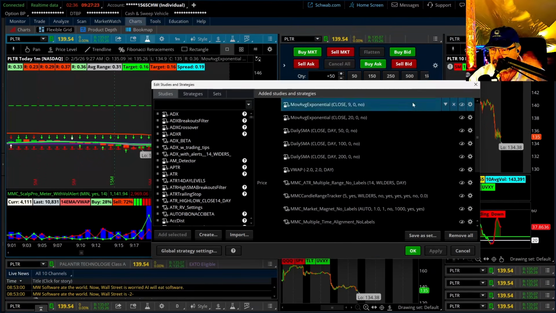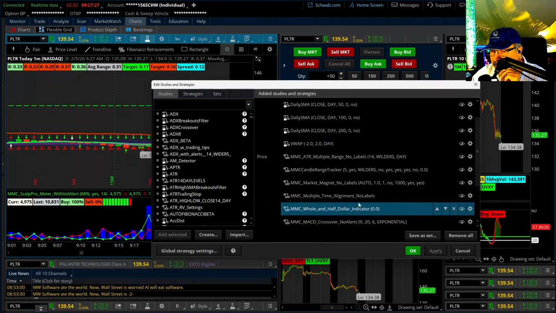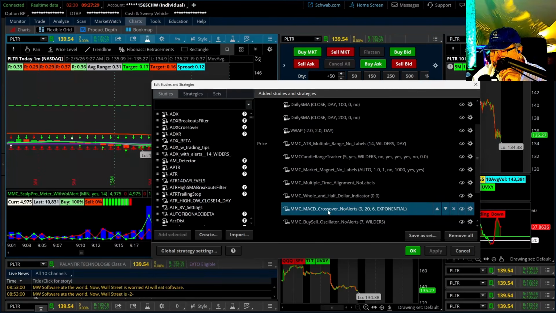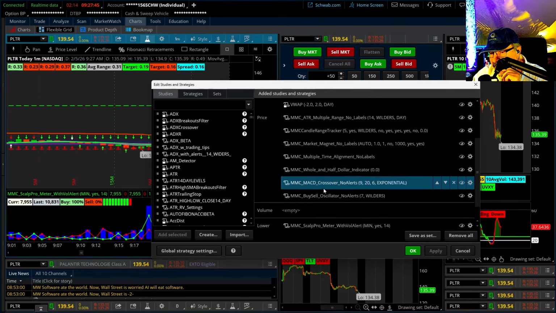People take trades at different time increments, knowing that's really important. We talked about the whole and half dollar. The MACD is based on an exponential moving average crossover, a little bit different than the normal one. This is coded for scalp and recoil for scalping, so an arrow will pop up and literally tell you the direction to go. And then this is based on the relative strength index, the buy-sell oscillator.